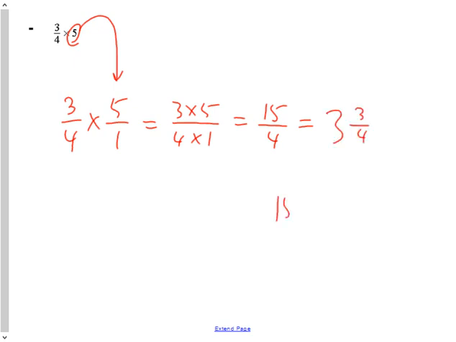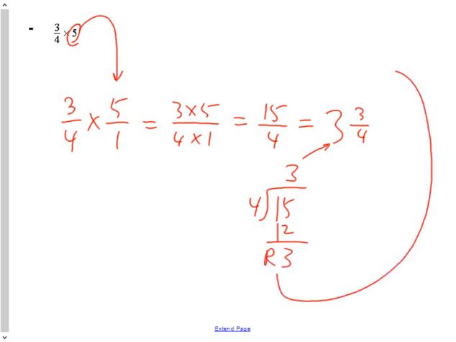Again, another way to do that is to use division. How many 4s in 15? There's 3. That's your whole number. 4 times 3 is 12. Subtract, you get remainder 3. The remainder is your numerator, and your denominator stays the same.